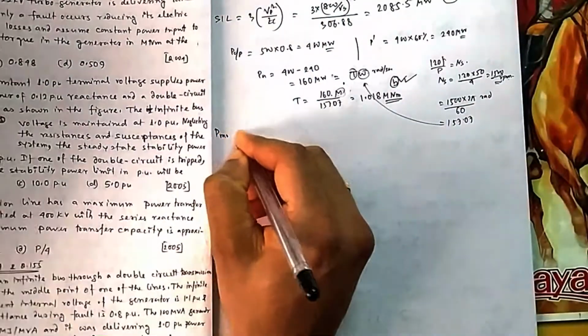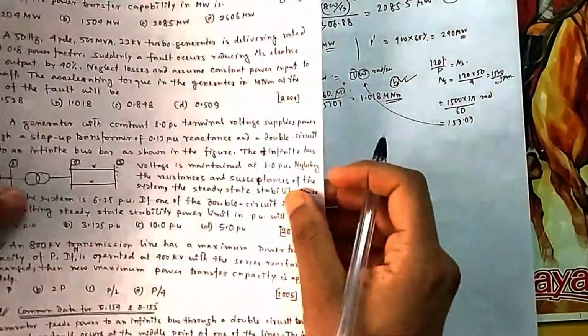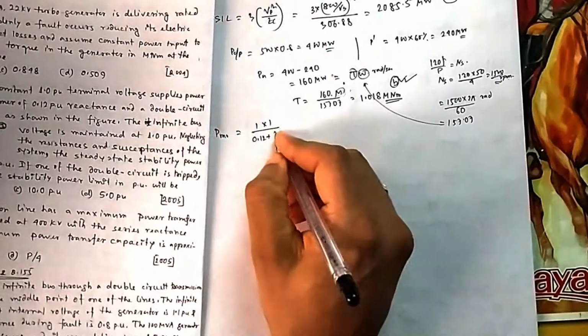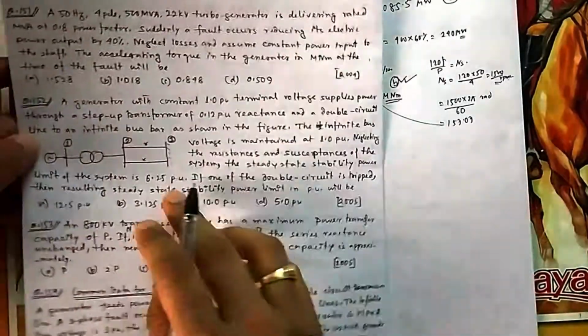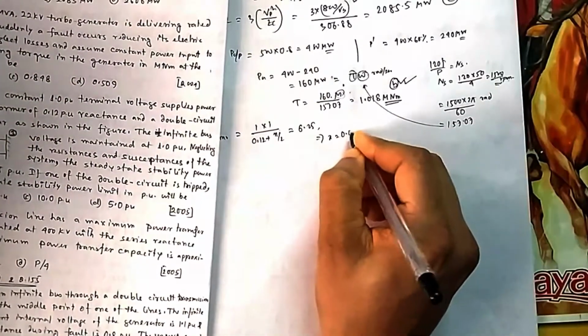So in the normal case, what was my stability limit? The maximum power limit was 1 into 1, divided by 0.12 plus x parallel, which is x by 2, and this was equal to 6.25. So if you solve it, your x will be equal to 0.08.